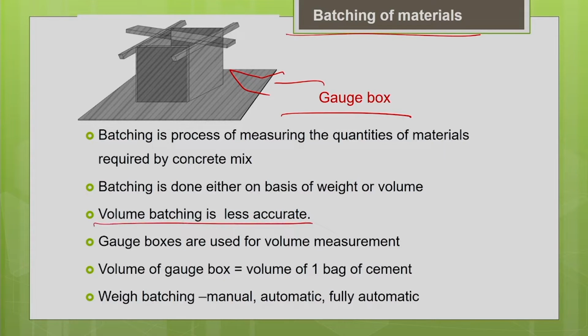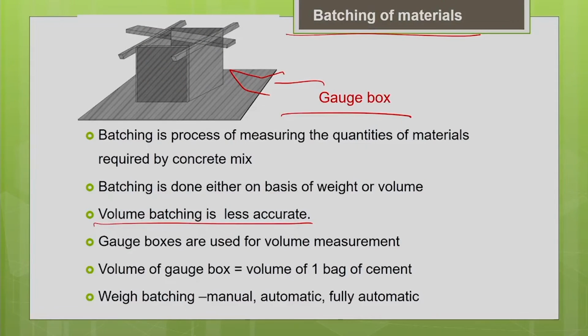Say, for example, the sand which we are going to use for concrete making is wet. So you are going to measure the wet sand using this gauge box. You know that sand will bulk when its moisture content increases. Depending upon the fineness of the sand, the finer the sand, the more it will bulk. So due to bulking, its volume appears more, but the actual weight will be less.